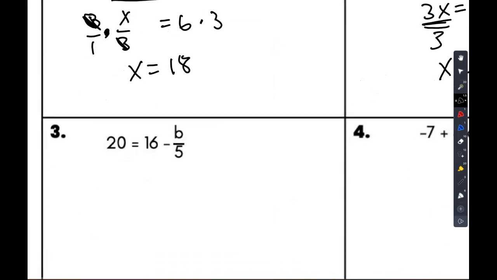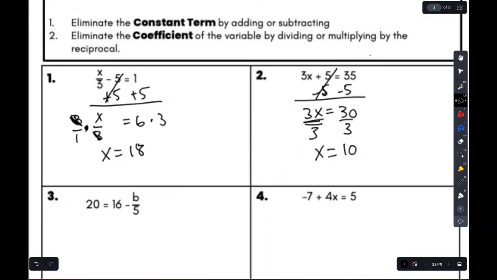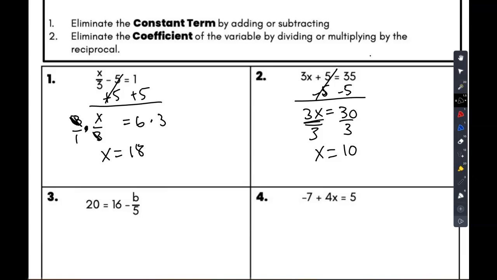So here, we've got 20 is equal to 16 minus b over 5. On these right here, we were working to the right side because the variable's on the left. Here, since the variable's on the right, we're going to work to the left. Notice the difference. It looks like 3 terms here, right? And it's 3 terms, but notice that on the first two, the 2 terms are on the left, and 1 is on the right. This one, you have 2 on the right and 1 on the left. So we're going to work away from the variable. Always work away from the variable.